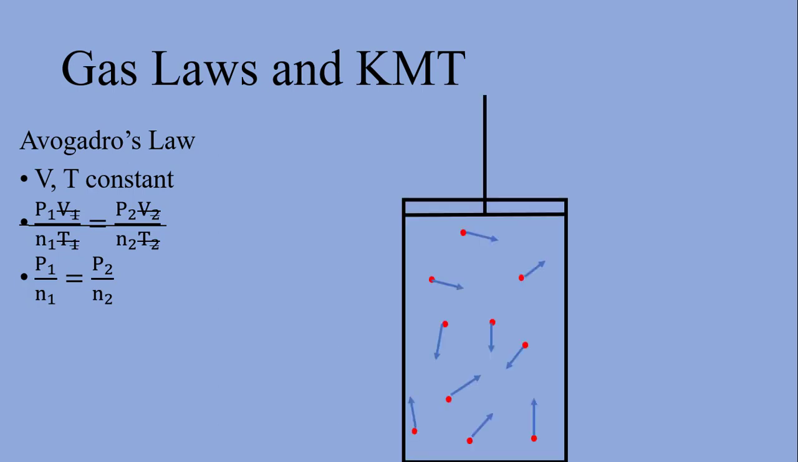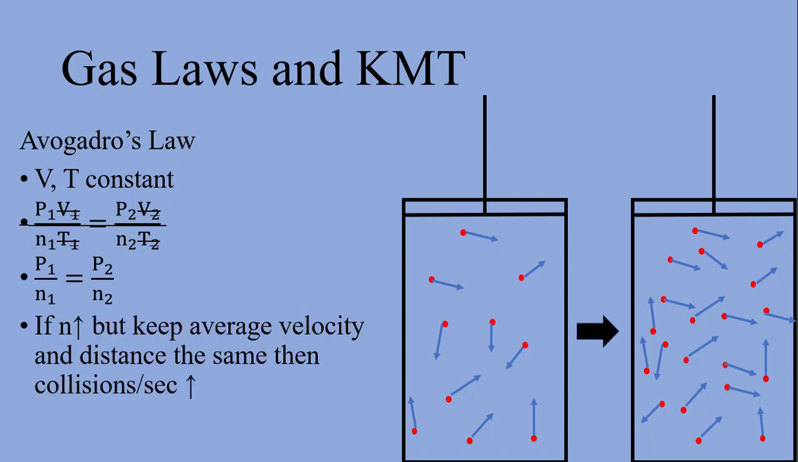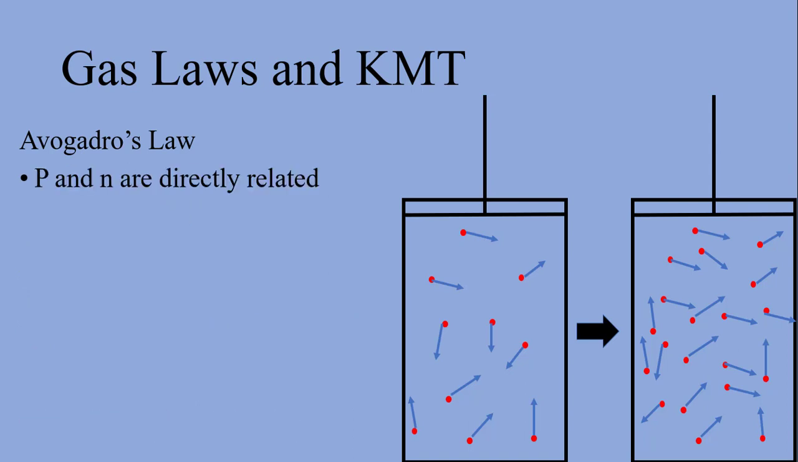over N2. From the kinetic molecular viewpoint, you start with a container of a certain volume. The molecules have a certain speed. We're not going to change any of those, but we are going to increase the number of particles. The more particles at the same speed and the same distance will still increase the number of collisions per second. That increases the pressure. So pressure and moles are directly related when volume and temperature are constant.